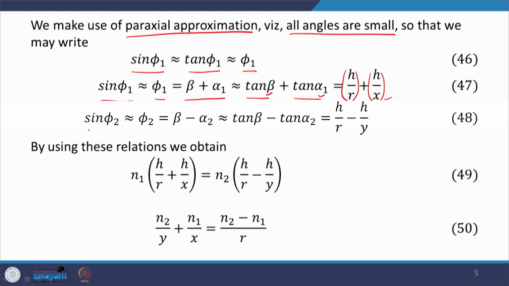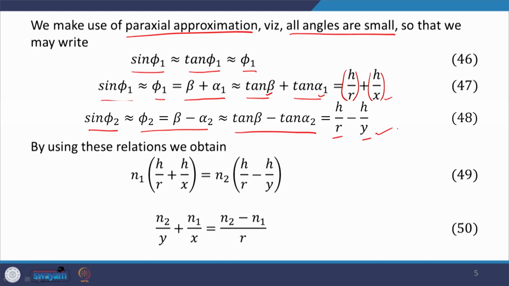Similarly, we can calculate the expression for sin phi 2, since phi 2 is equal to beta plus alpha 2, which again would be equal to tan beta minus tan alpha 2, and this will ultimately give us this relation, equation number 48.